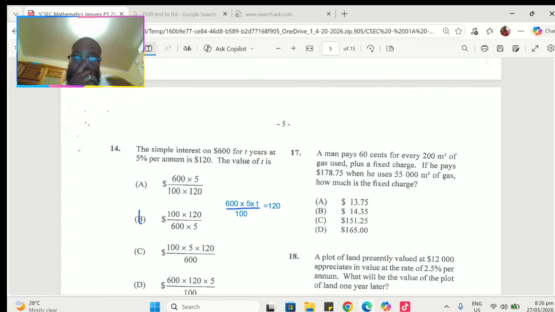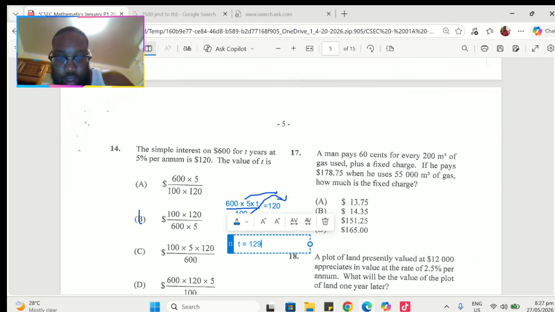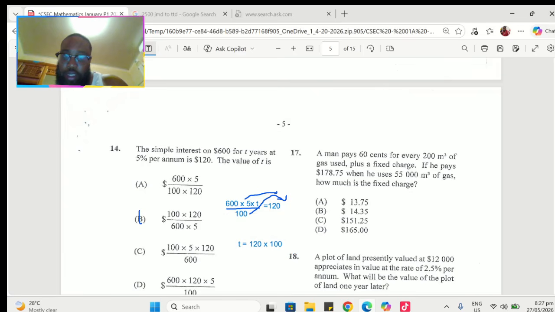So all you're doing is making T the subject of the formula. So you're going to move everything that's on this side to the next side except T. You're leaving T there. When you move something from one side to the other side, it has to do the opposite of what it was doing before. So when I move this 100 to this side, right now it's dividing. If I move it across here, it has to multiply. This 600 and this 5 is multiplying, so when I move it to the next side, it has to divide. So I'll have T is equal to 120, multiply by 100, divided by 600 by 5.